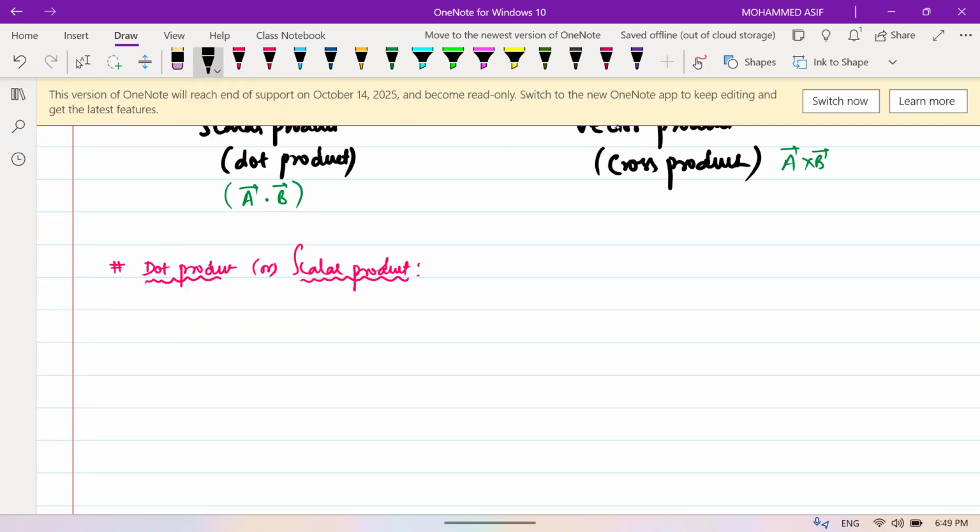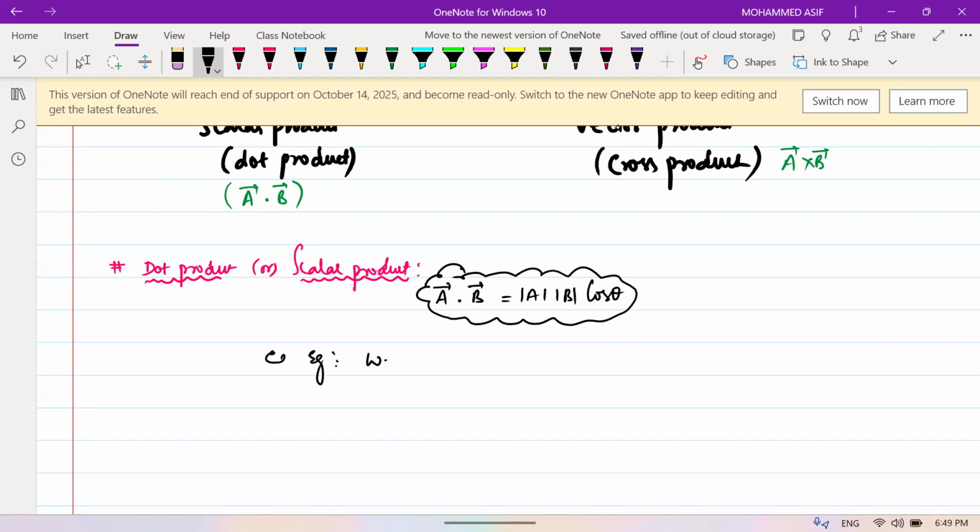I hope you remember the formula for this one. A bar dot B bar, two vectors when multiplied, will be equal to mod A mod B into cos theta. The best example for this is work. Work is equal to force into displacement. In vector form, W is equal to F bar dot S bar, or it is also written as Fs cos theta.